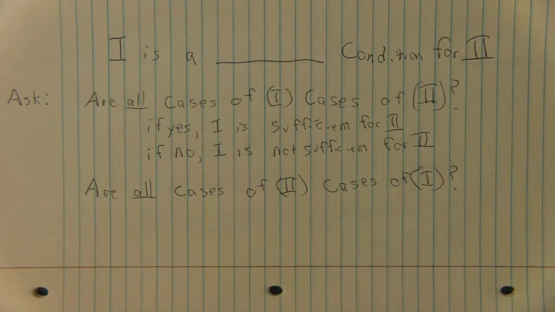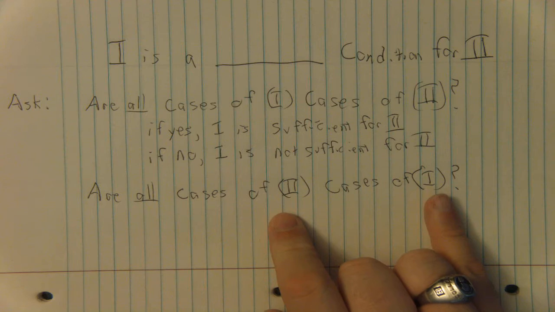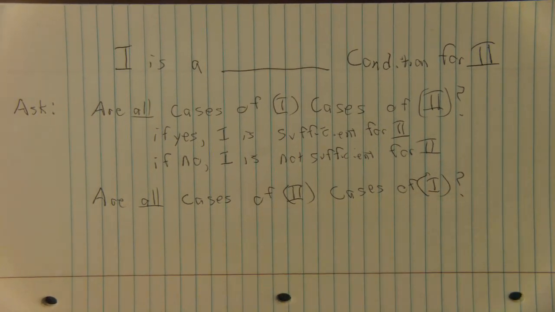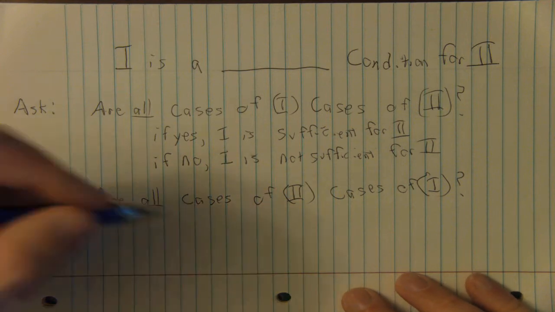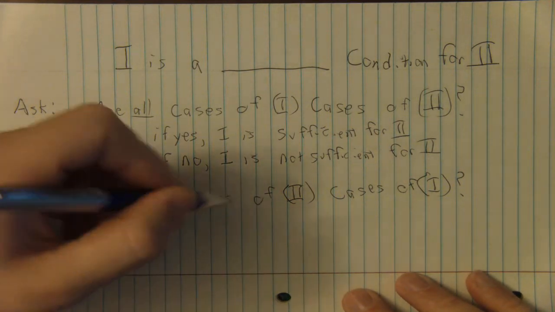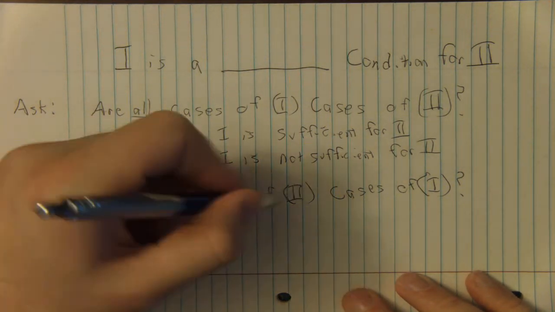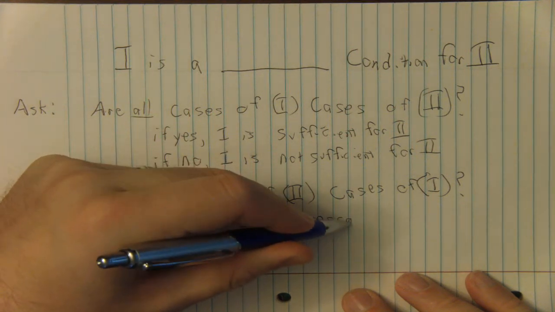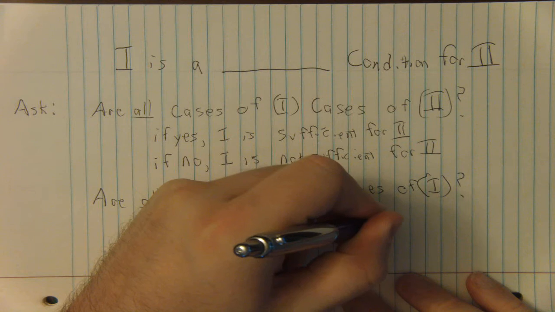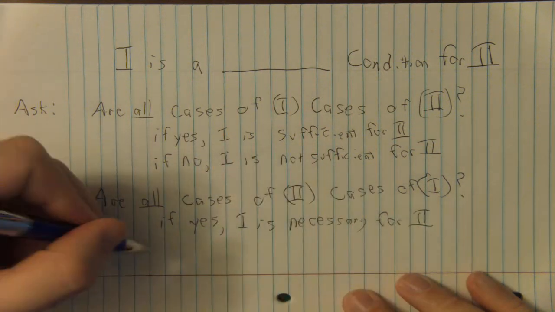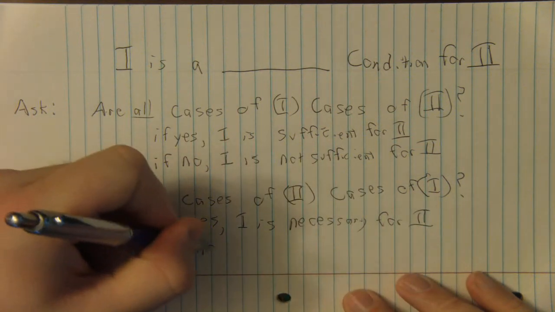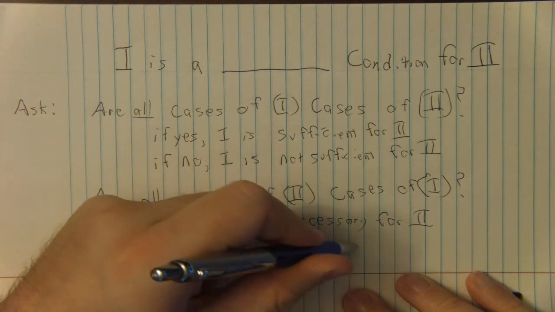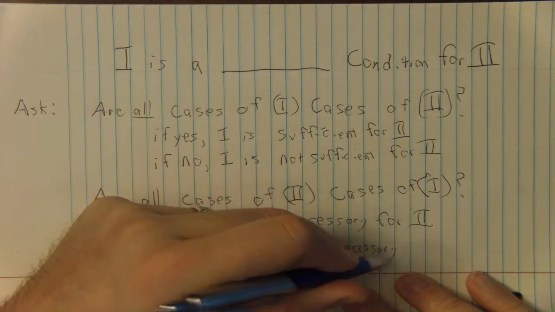And so note, really important, we change the order. You change the order unintentionally and you will get the wrong answer. But it's very deliberate here because this is our second question. And now we say, if yes, then 1 is necessary for 2. And if no, 1 is not necessary for 2.